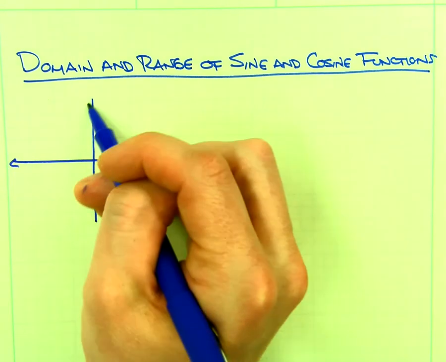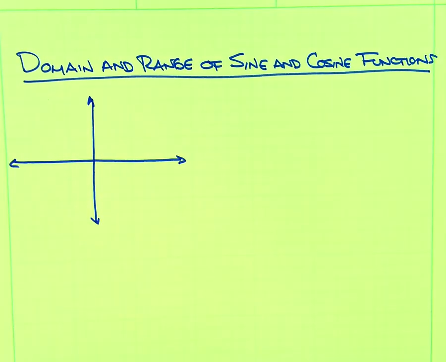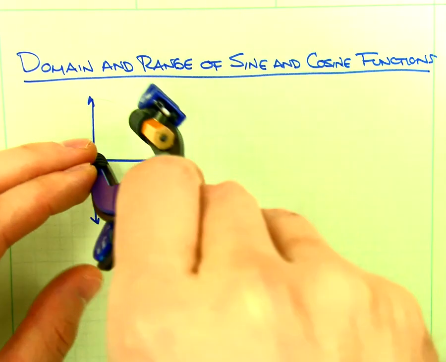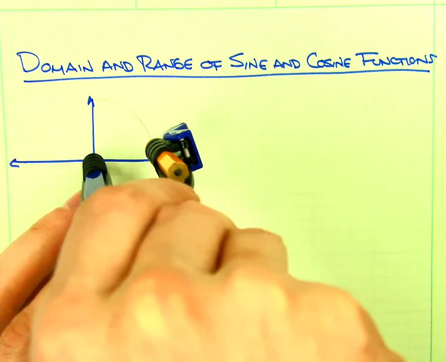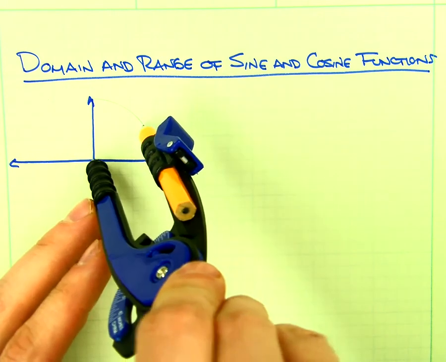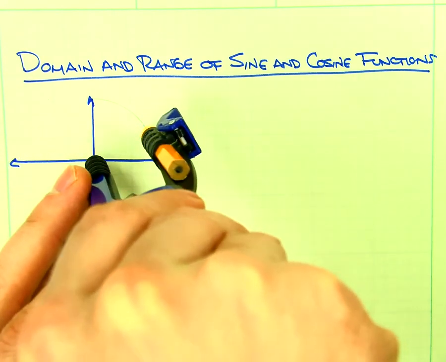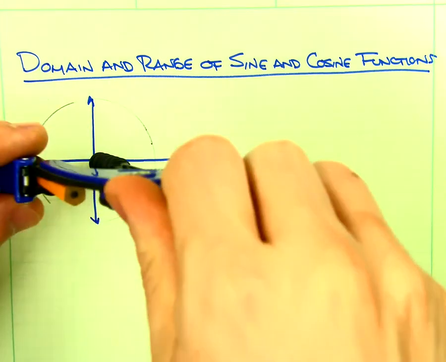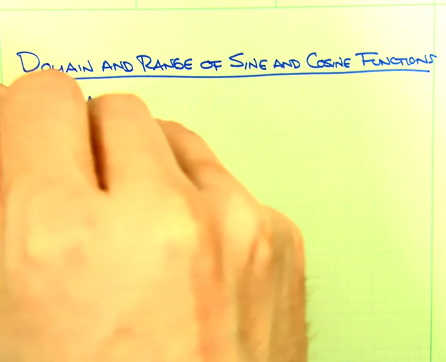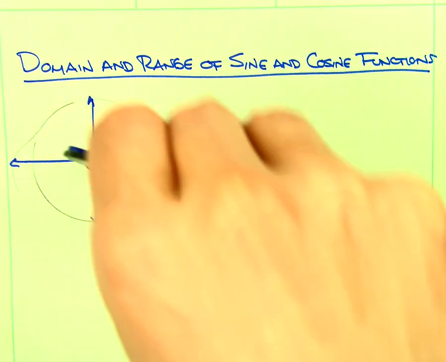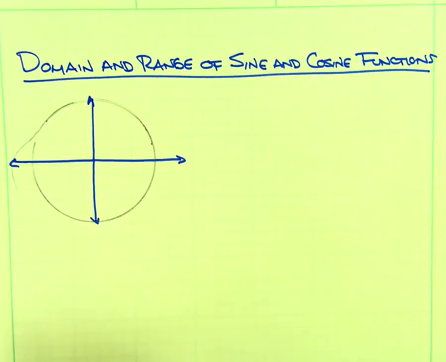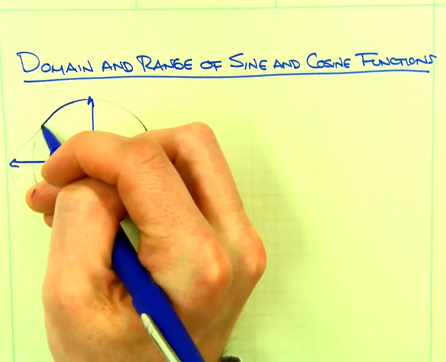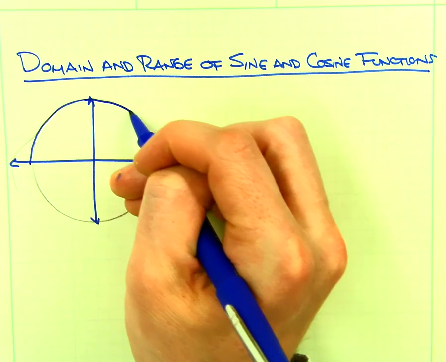Okay, so here we've got my coordinate plane. I've got my handy compass. I'm going to draw my unit circle here. Once again, unit circle is just a circle of radius 1. So I get my unit circle drawn out. My compass will agree with me. Okay. So good enough for now. Unit circle.